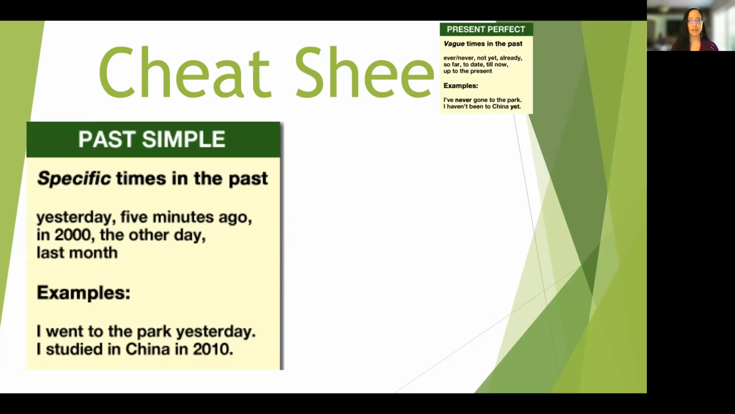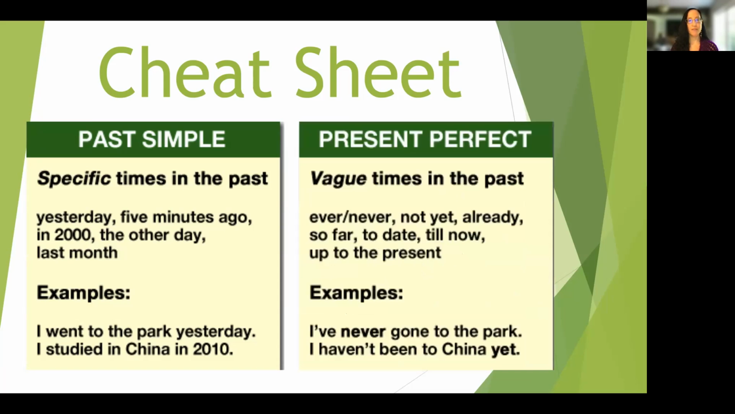Now the present perfect. Present perfect are vague times in the past, okay? Because they're not specific. Vague meaning unclear, you're not sure, or it could be something that was reoccurring. For example, ever or never, not yet, already, so far, to date, till now, up to the present.